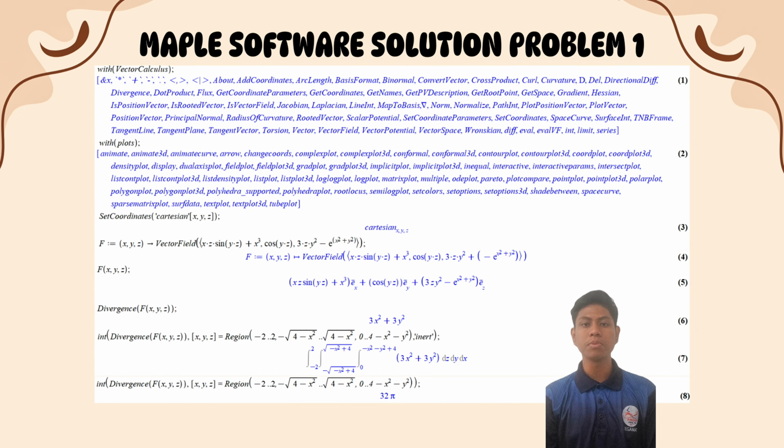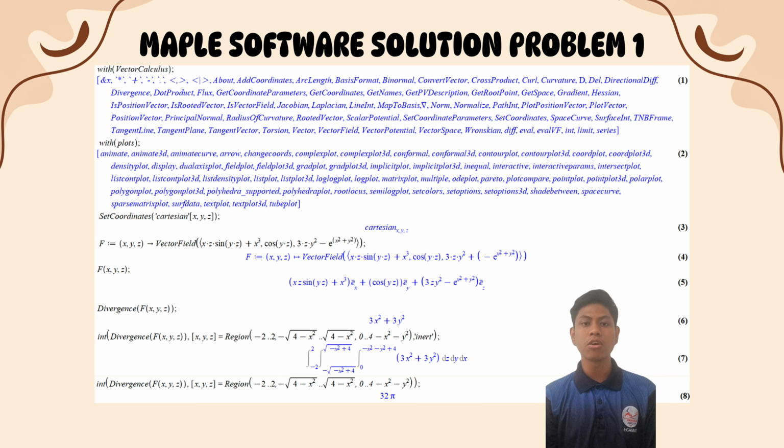Now, we move to the Maple solution for problem 1. For the first step, we command with(VectorCalculus); with a semicolon, so our output will be like this. The second step, we command with(plots); and here is the output we obtain. For the next step, we command SetCoordinates(cartesian[x,y,z]), and here is the output. For the fourth step, to define our vector field, we command F equal to the vector field as stated, and then the output result will be like this.